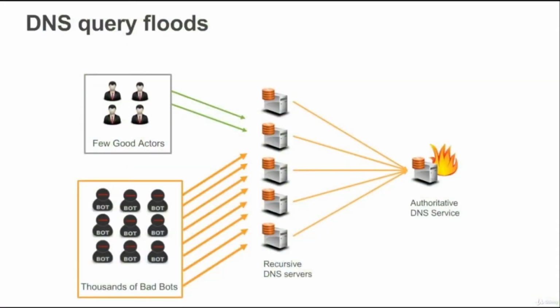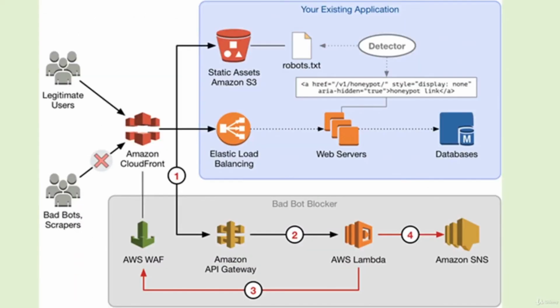You could also protect your system from DNS query floods, where a few good actors are outnumbered by thousands of bad bots. You could remove those bad bots or distributed denial of service attacks. Then you have different cases. You may have a detector, a robots.txt exception list, or different things. And your bad bot blocker could be integrated with custom scripts on AWS Lambda that may trigger based on certain rules that you provide with the WAF and Shield.